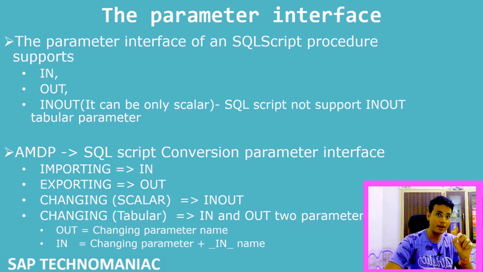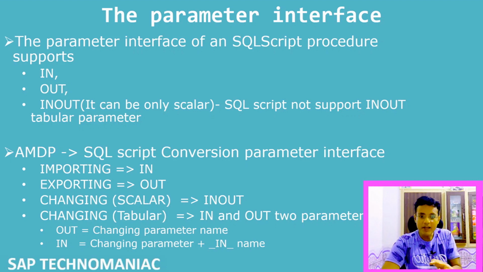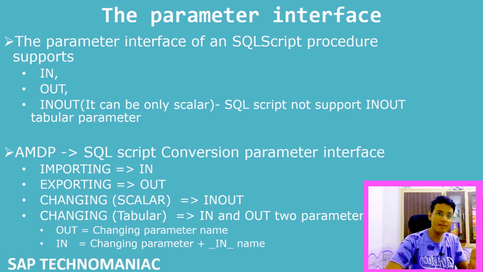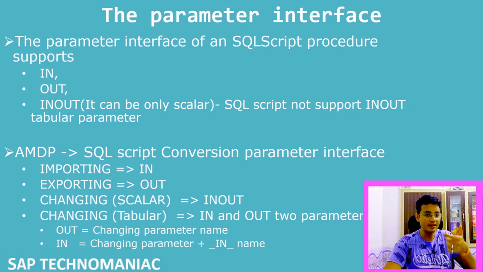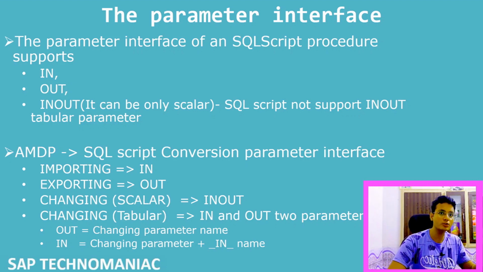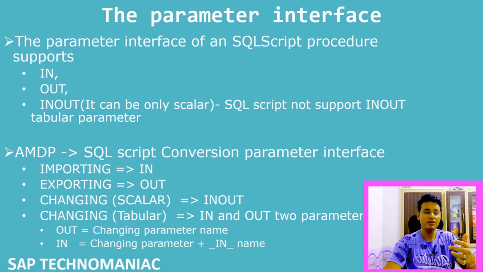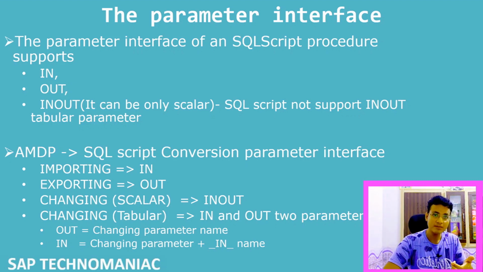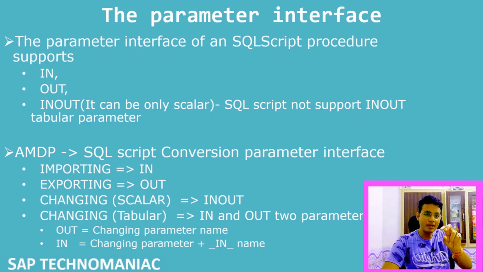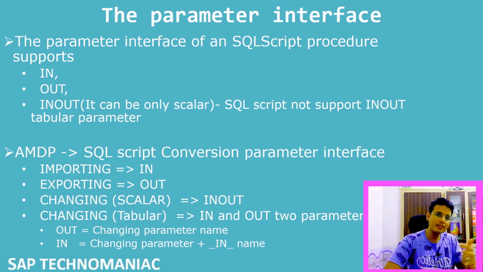for that particular changing table parameter. The out parameter will have the same name which we have defined in the ABAP, but the in parameter will have that name plus underscore in underscore, they will add, and then they will create another variable. When we execute an AMDP procedure where we have the changing parameter as a tabular parameter, that particular changing parameter will be copied to in and out, and then the procedure will be executed on the database level.